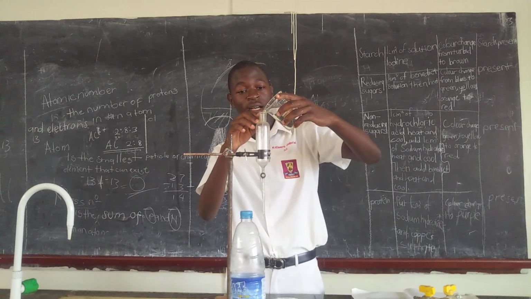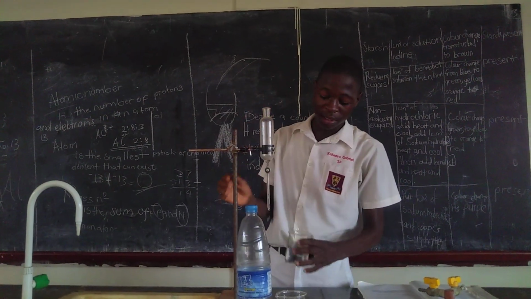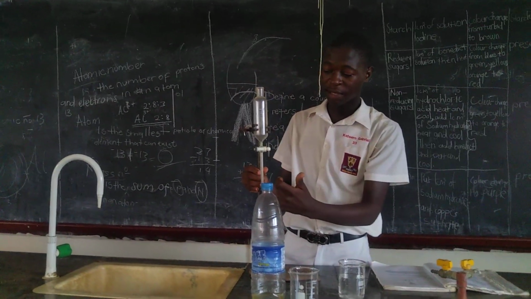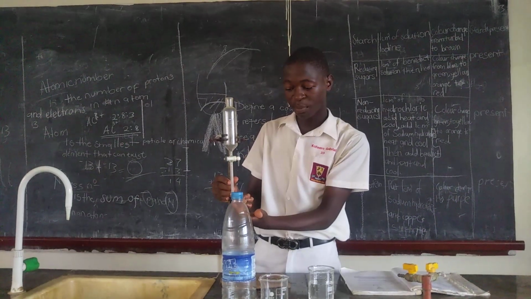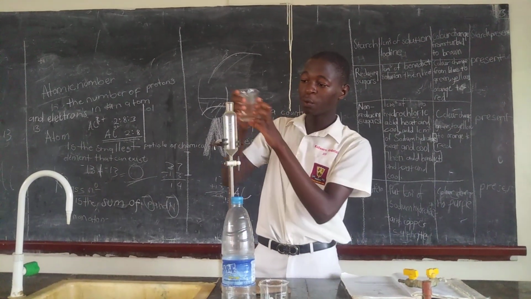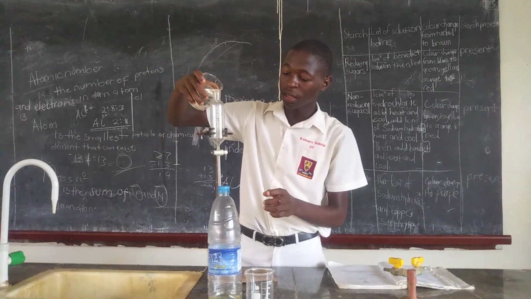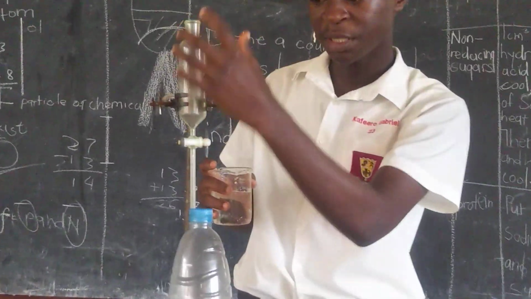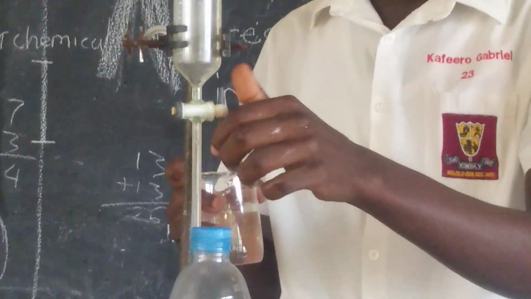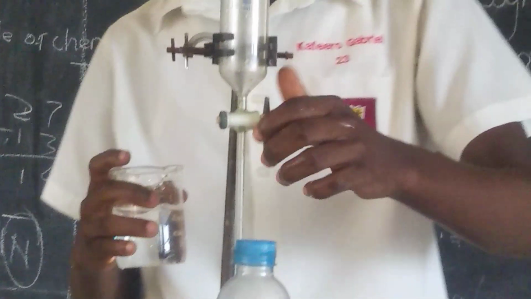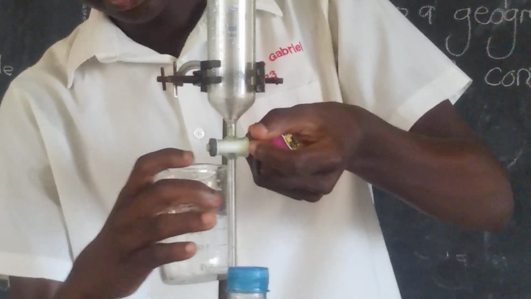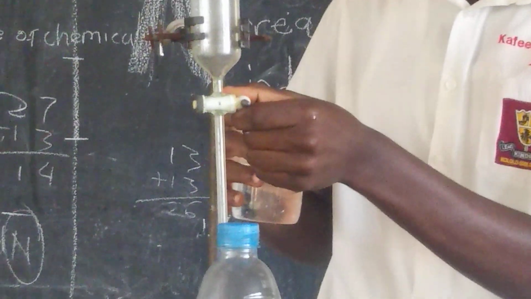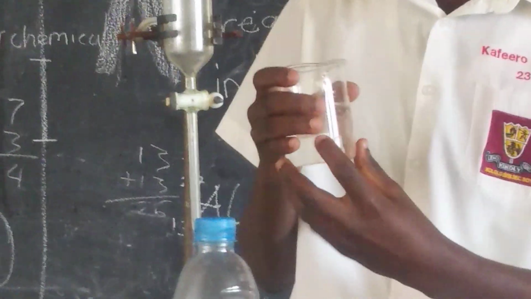Sometimes you can use a funnel, but now you can see the water is just pouring out. The reason is that this separating funnel is provided with a tap down here. So when you pour a liquid while the tap is not closed, the liquid will just pass through, as you see. This turning point is the one that helps you close and open the hole provided down below for the liquid to pass through. So I've just closed it.